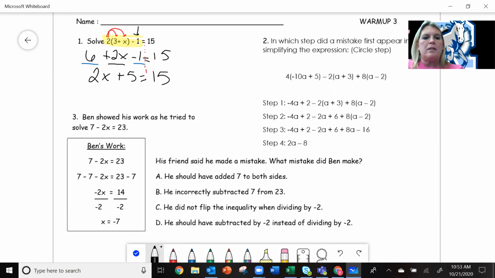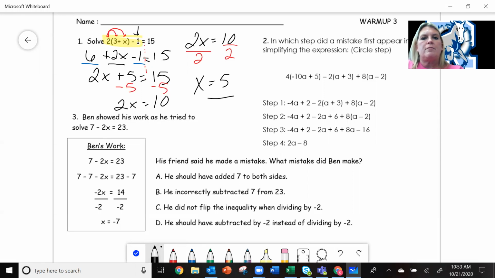Now I've got to get x by itself. You're going to do addition and subtraction first. So I'm going to subtract 5 from each side. And I get 2x equals 10. Okay, well, let me move that up here. 2x equals 10. To get x by itself, you have to do the inverse, and the inverse, the opposite of 2 times x, is divide. So I divide each side by 2, and my answer is x equals 5.